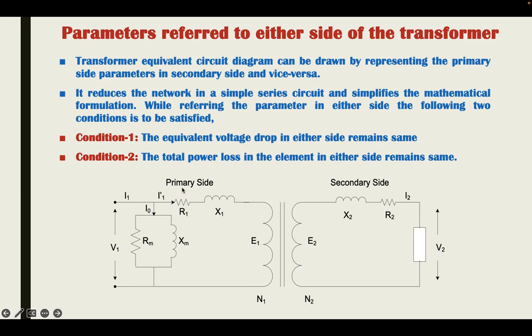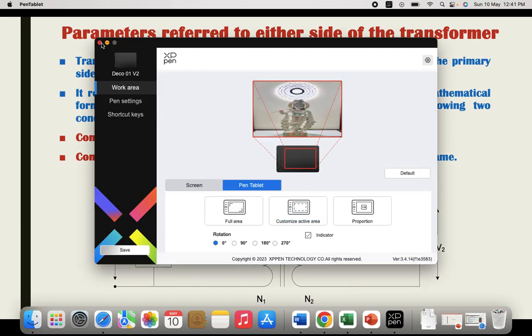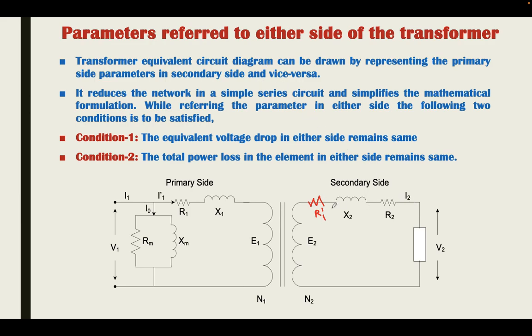Whatever the voltage drop in R1 due to the flow of current I1, the percentage of that voltage as a function of V1 should be the same when this resistance R1 is represented in the secondary side in reference to V2. Similarly, the voltage drop in X1 should be the same when it is represented in the secondary side. When represented in the secondary side, resistance R1 becomes R1 dash. Similarly, reactance X1 becomes X1 dash, and this can be represented in series with the circuit. Similarly, RM and XM can also be referred to the secondary side, and they will be in parallel with the circuit.